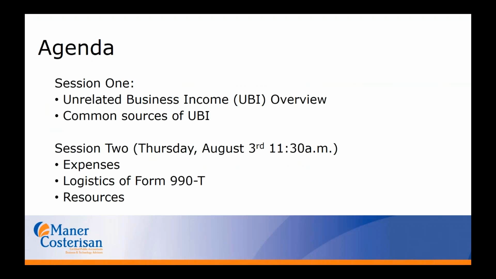Next Thursday at 11:30, I'm going to go back in, and once you've determined that you do have unrelated business income, we'll talk a little bit about the expenses that you can deduct from that income to lower your tax and how to allocate those expenses. We'll also talk about some of the logistics of the Form 990T.